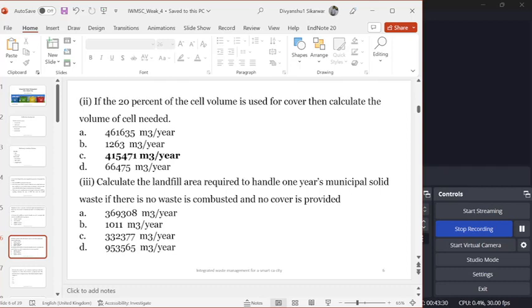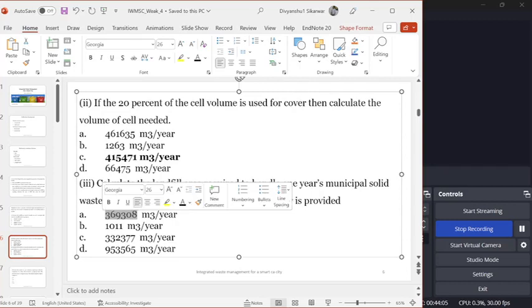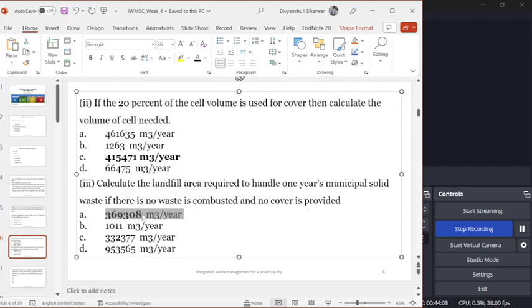We will use the actual value of 6 lakh kgs per day to calculate how much volume will be needed. So directly we have to take the 6 lakh divided by density 593, which will give us the meter cube per day value. And now we have to multiply it with 365. So the value we get is equivalent to 369,308.6. The first option will be the correct answer.